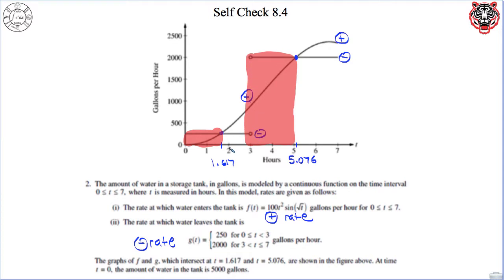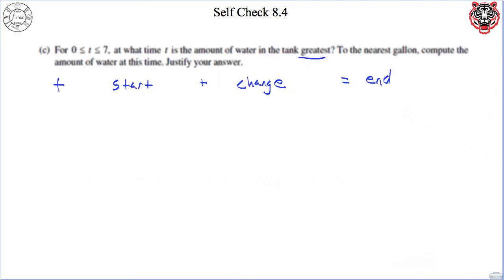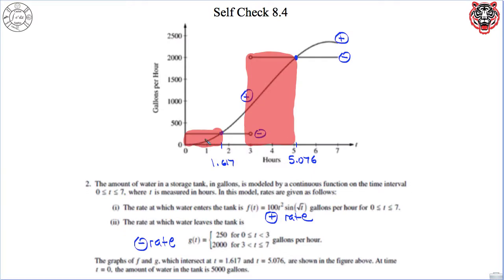I hate CV. So if we're smart about this, do we really need to include 1.617? We don't really need to. The reason for that is because we're looking for the greatest. If it's the greatest, then it doesn't make sense to have this negative. We know that this entire red spot is negative. So it can only be the greatest at 0, 3, or 7. It can't be at 5.076 because I just had a bunch of negative stuff taken out. I have a lot of water taken out. It can't be at 1.617 because I just had all this stuff taken out.